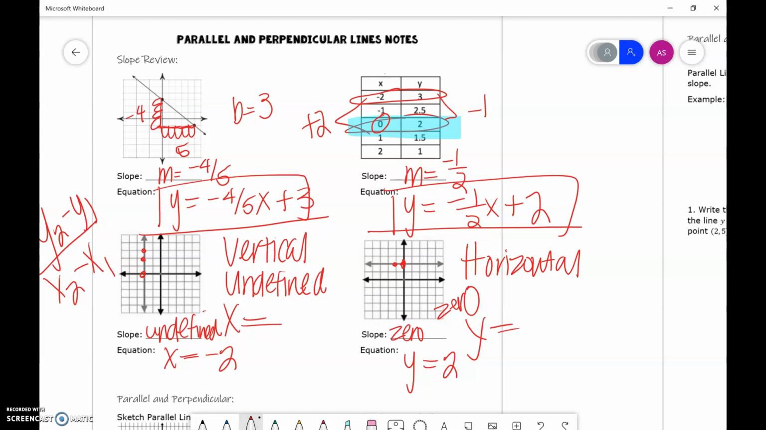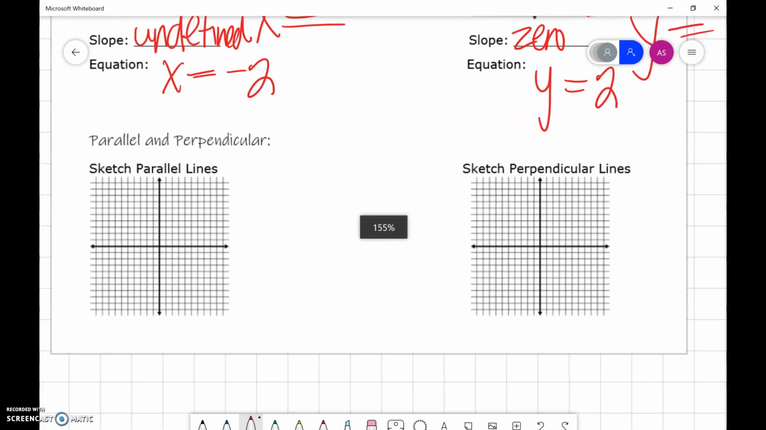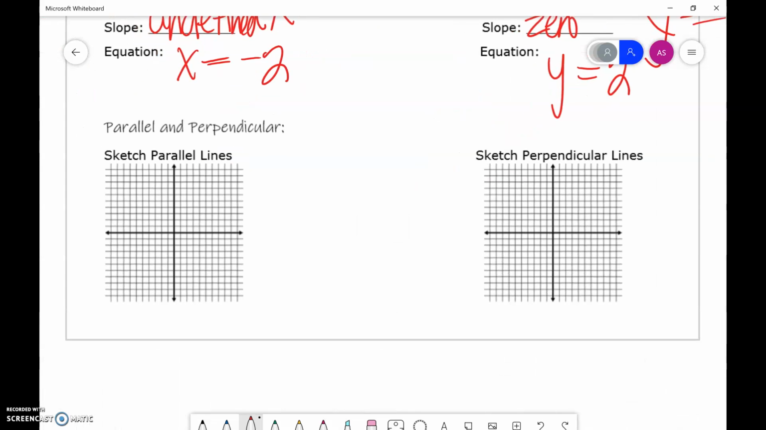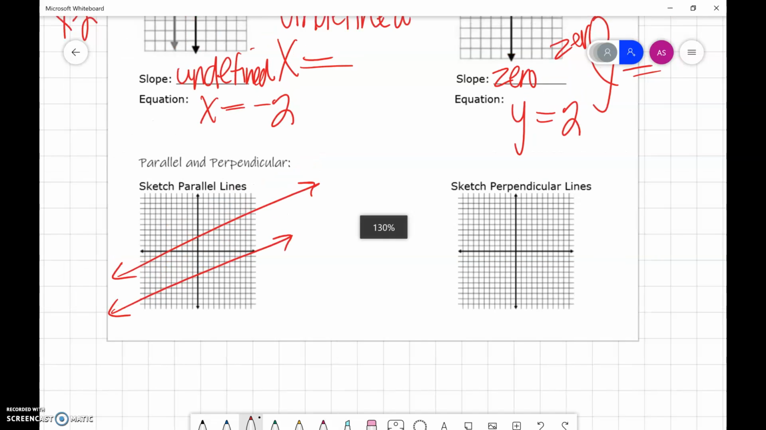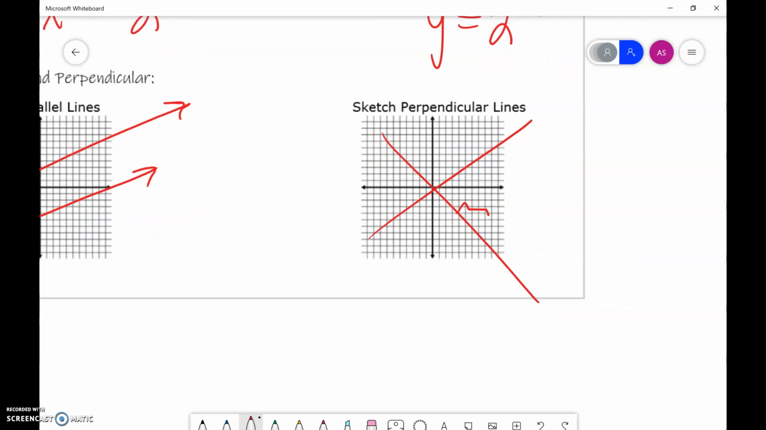Okay. Now, let's move on to what we're learning today. So parallel and perpendicular lines, which you've seen before. There are 2 lines that don't intersect. So I'm just going to do a little rough sketch here. Parallel lines do not intersect. Okay, perpendicular lines will intersect, and it has to intersect at a 90-degree angle.